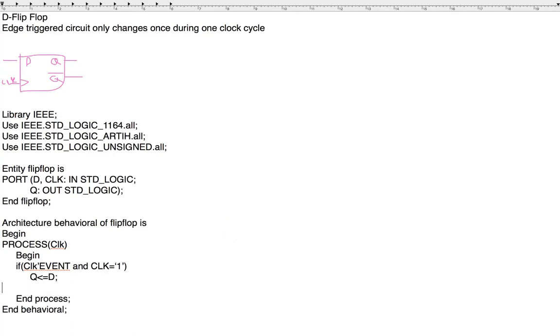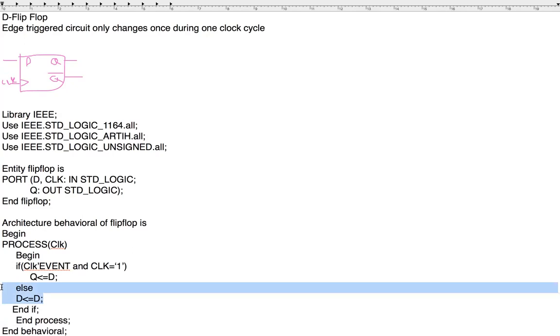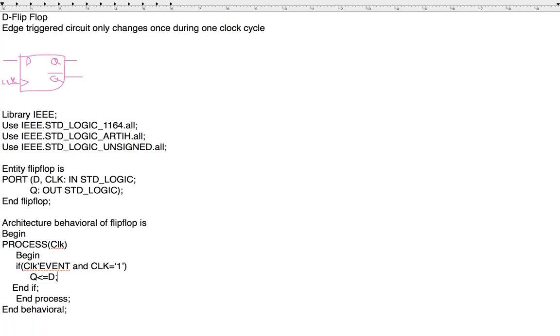And so what we can do here, if it stays the same, we don't need to write anything. Because literally if I wrote else, D is D. I don't need that statement here, so I can get rid of that else because that's just repetitive. We only care about when the clock changes, then we care about the value of D getting assigned, and the output will be that value of D.